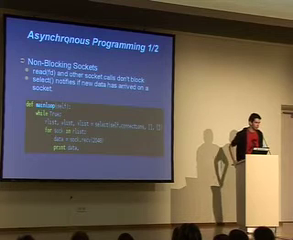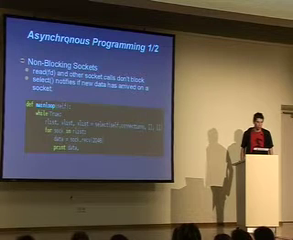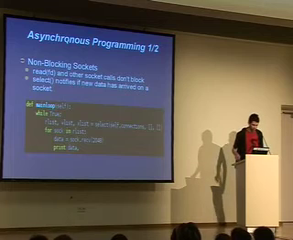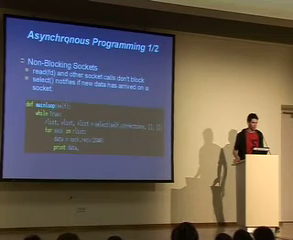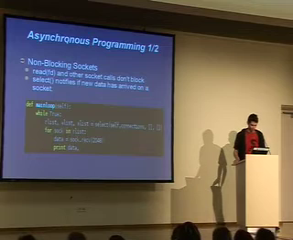So if we want to wait until data arrives on one or more data sources, we use the select statement or a poll or a kqueue. Or there are lots of different ways, operating system-dependent ways of finding out if data arrives on a non-blocking socket.